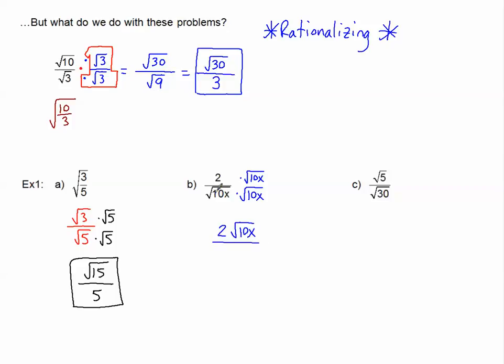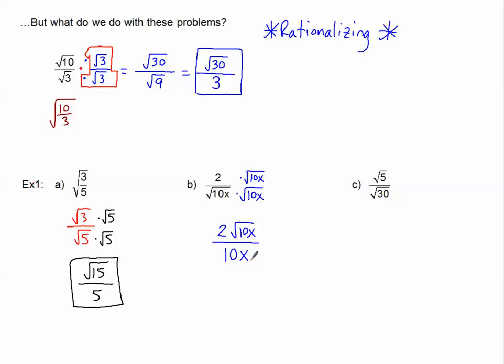The denominator becomes the square root of 10x times the square root of 10x, which cancels out sort of and becomes 10x. Again, you might say that this is the square root of 100x squared, but the square root of 100 is 10, and the square root of x squared is x. So just realize that the radicand just pops out because squaring a square root undoes each other.